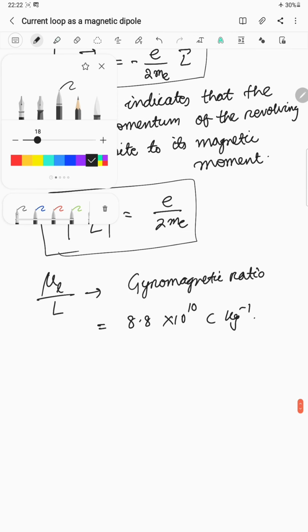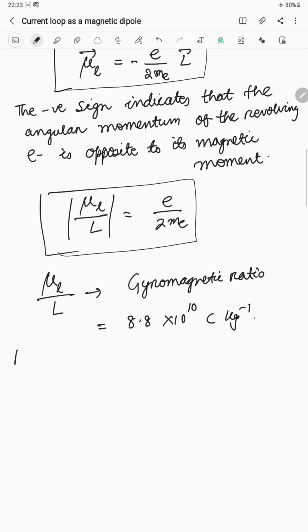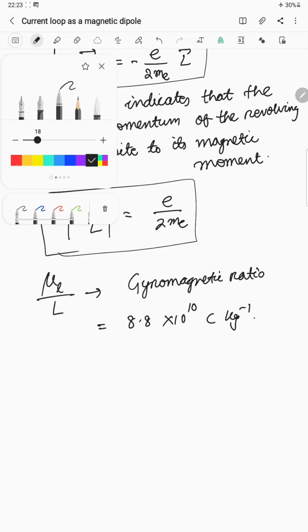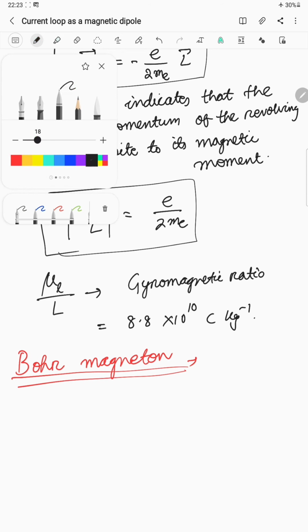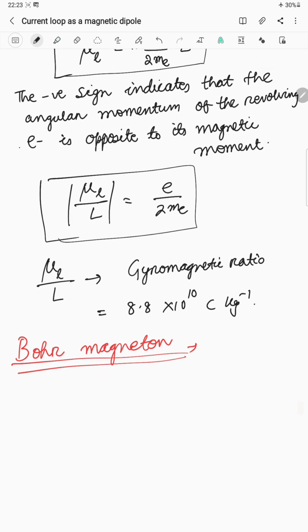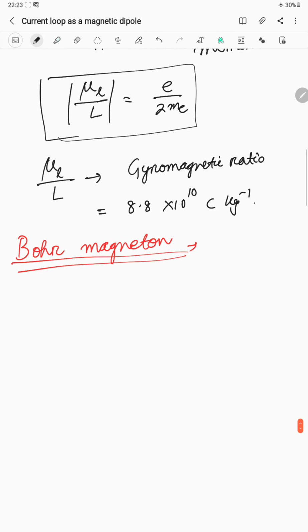Okay, now the last topic for today's class will be the Bohr magneton. Bohr is Niels Bohr, who gave the atomic model. Okay, that we'll read in detail in the atom chapter. Now for this Bohr magneton, we will take the help of the second postulate of Bohr's atomic model. What is the second postulate of Bohr's atomic model?